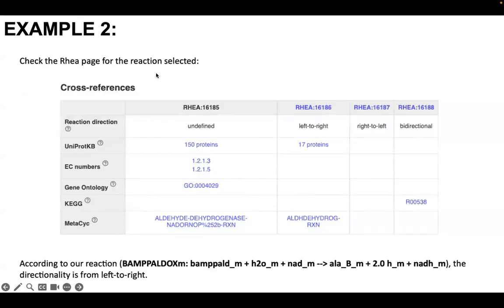reaction a little bit more. So I enter the Rhea data page for this reaction, and as you can see, there are many more proteins involved in our reaction than in the previous one. We also have EC numbers, and according to our reaction, the directionality is from left to right. So I go to this directionality to see which kind of proteins are annotated to it.